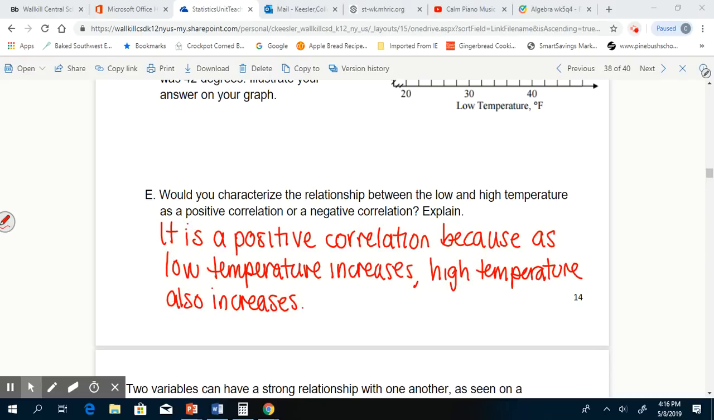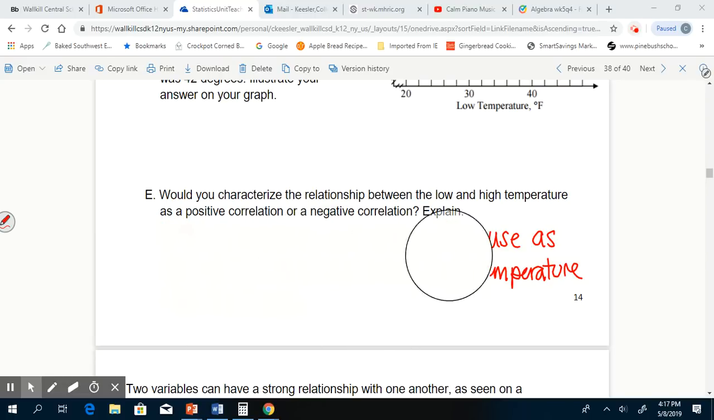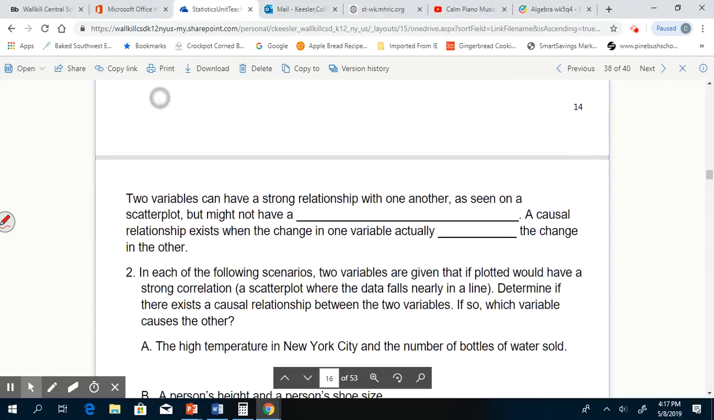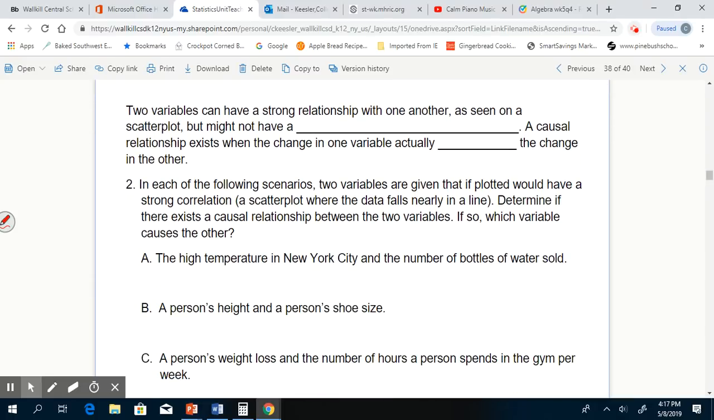Okay, so then from there, on the back or the next side of your notes, we are going to be talking about how sometimes when there's correlation, there isn't necessarily what's called causation. Okay, so for the next part, we have two variables can have a strong relationship with one another, as seen on a scatter plot, but might not have a causal relationship. A causal relationship exists when the change in one variable actually causes the change in the other.